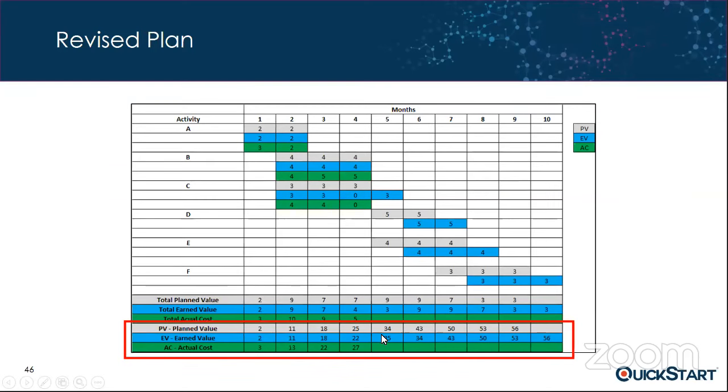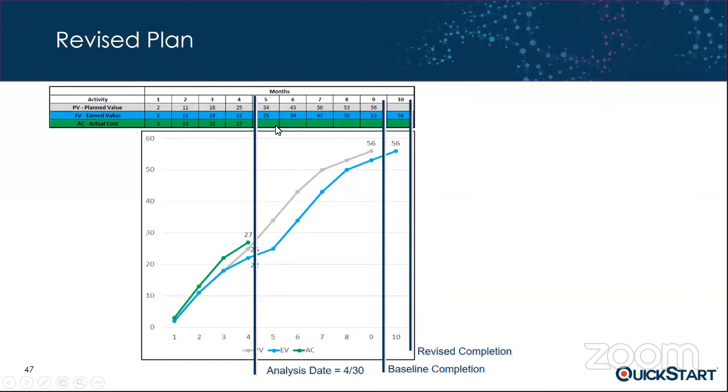And with these revised numbers, now we could update our graph, and we can see from this graph that here is our original baseline completion at the end of month 9. That was our plan value, and now we can see our revised completion here, which is at the end of month 10. So really, you can see that earned value line kind of slips out, and that was that delay in getting that work done.